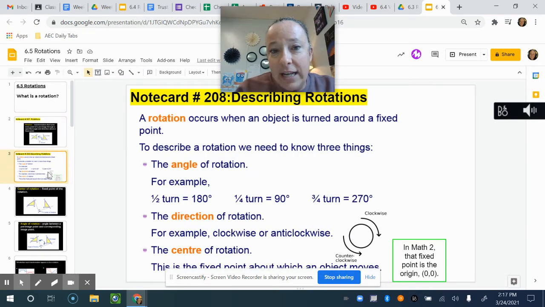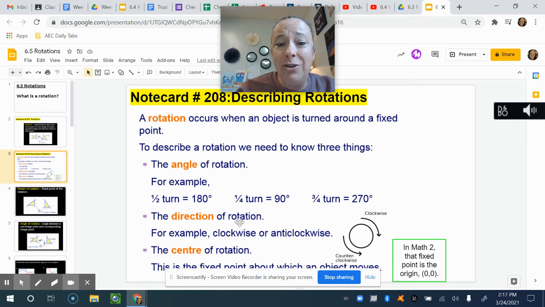Now, like I said earlier, we're going to have to describe these rotations, and you need to know what that fixed point is, and you need to know the angle of the rotation. So again, a rotation occurs when an object is turned around a fixed point. To describe it, you've got to know the angle of rotation. For example, a half turn is 180 degrees, a quarter turn is 90 degrees, three-quarter turn 270 degrees.